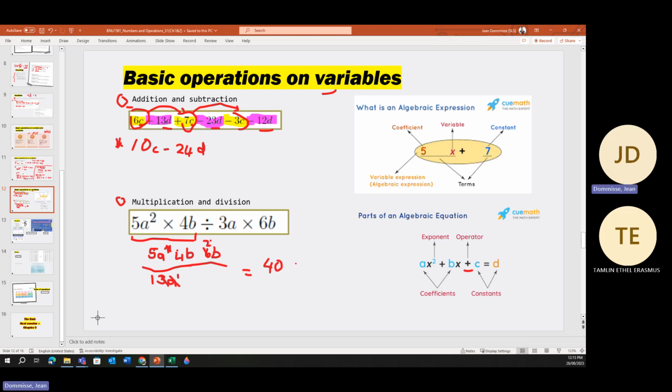40, there's only one A, but there are two B's. And everything at the bottom has disappeared, so we're dividing by 1. So our final answer will be 40AB squared. Okay, so that would have been the way we solve that.